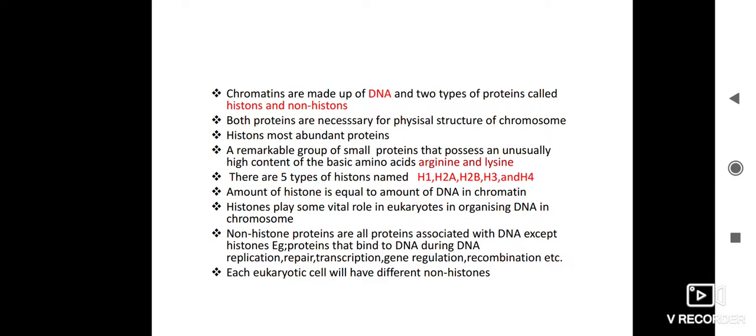Both proteins are necessary for the physical structure of the chromosome. Histones are the most abundant proteins, a remarkable group of small proteins that possess an unusually high content of the basic amino acids arginine and lysine. There are 5 types of histone named H1, H2A, H2B, H3 and H4.